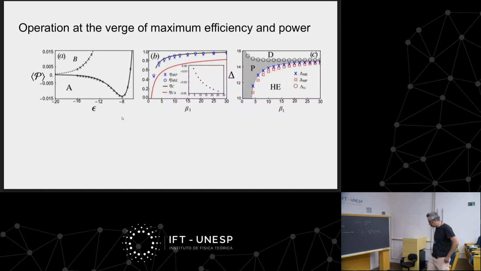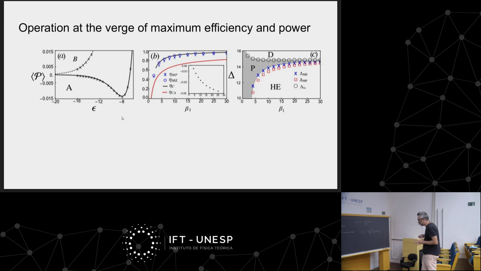And the next conclusion: in this setup, if you change the temperature, if you consider a competition between interaction energy and individual energy, it's also possible to project the system to operate in a region close to the maximum power and close to the maximum efficiency.